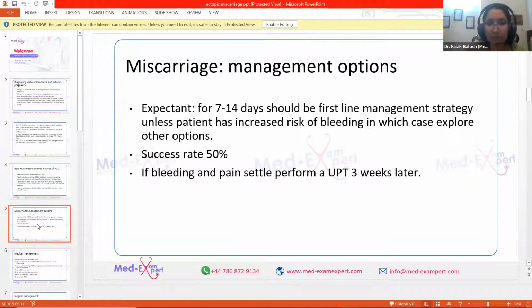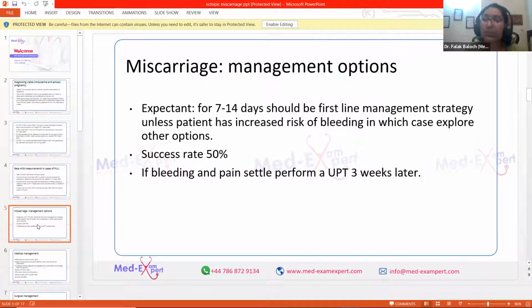Coming forward, as we discussed miscarriage, we had discussed how to diagnose a miscarriage, a missed miscarriage. So the management options, basically we have three management options: expectant management, medical management, and surgical management. Expectant management is the first line management strategy, and what we basically advise the patient is to wait for 7 to 14 days and let nature take its course.